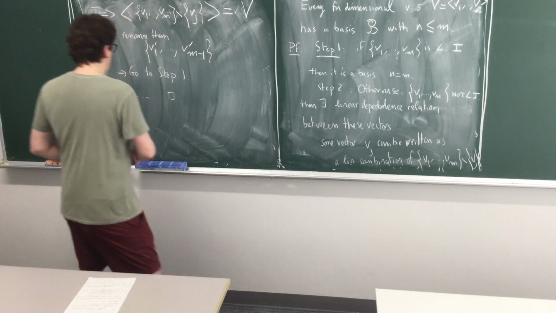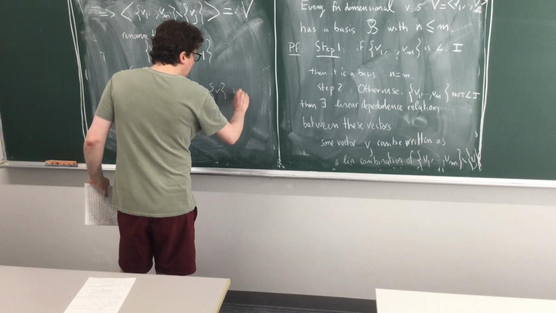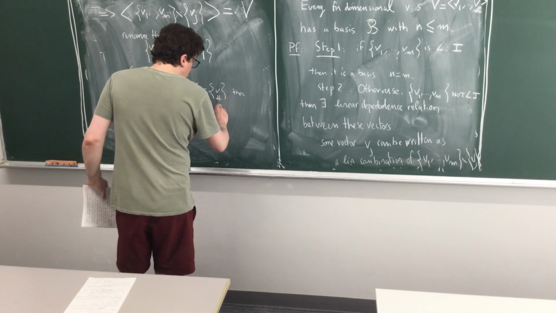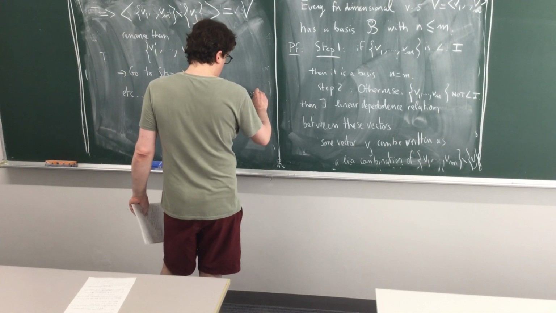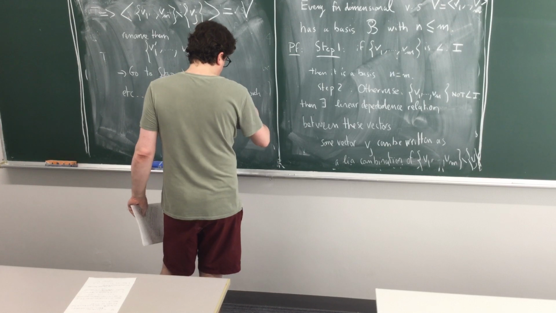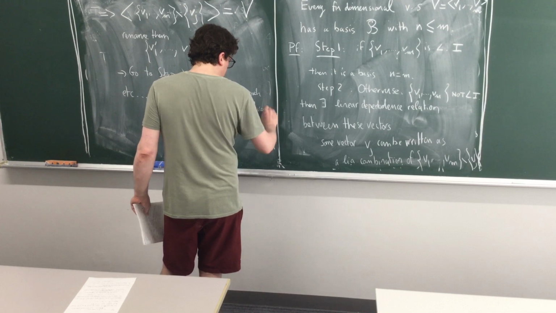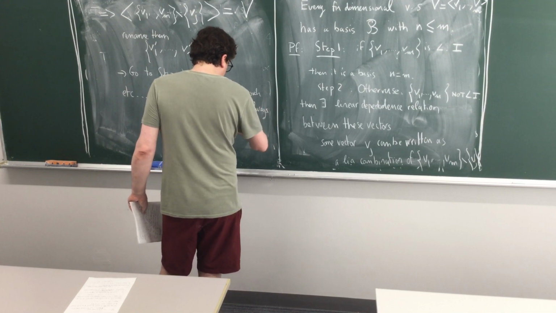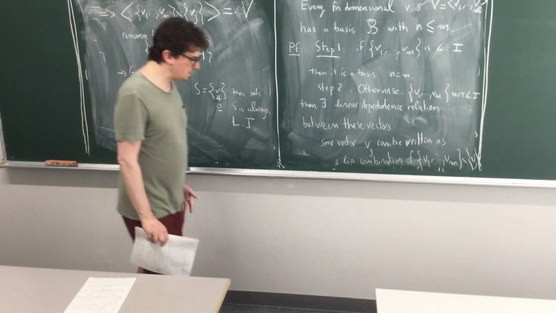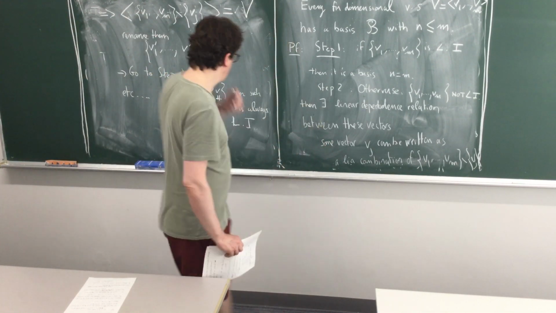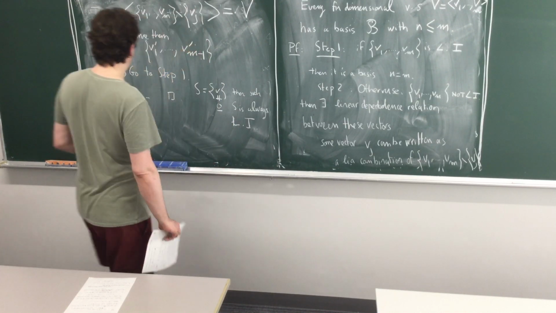So remark that if S is only one vector, then be careful that this vector must be non-zero, so then such S is always linearly independent. Just have a look at the definition of linearly independent, and you will see that if there is only one vector, it's automatically satisfied, okay?